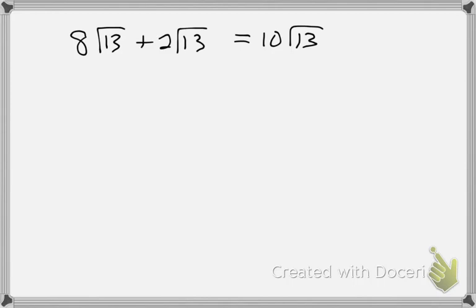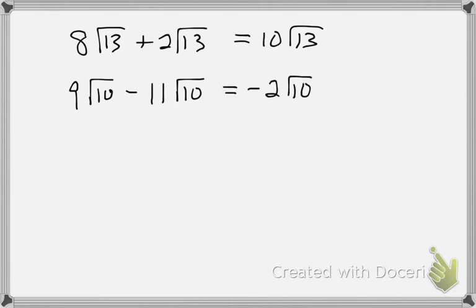What if I have 9 square root of 10 minus 11 square root of 10? -2 square root of 10. All right. If you have 9 bananas and have to spend 11 bananas, you are in debt 2 bananas. All right. To one very angry gorilla.